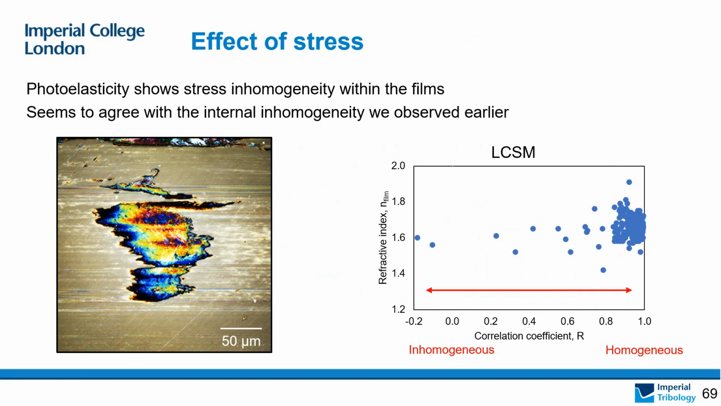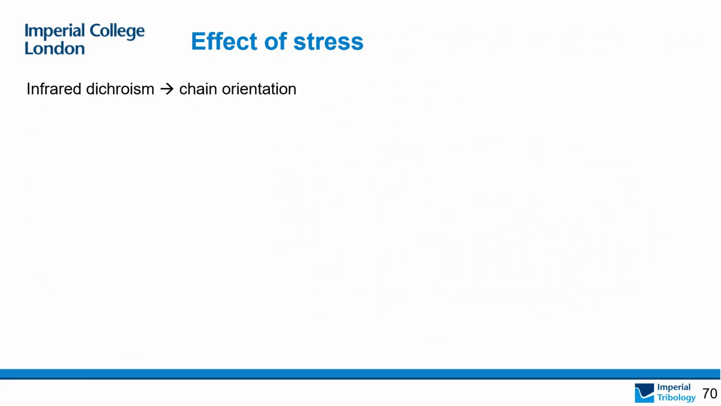However, for now, we are still not sure how much of the change in refractive index is actually contributed by the stress. And we also look into the infrared dichroism of transfer films using polarized FTIR. So it tells us information about the chain orientation of the films.